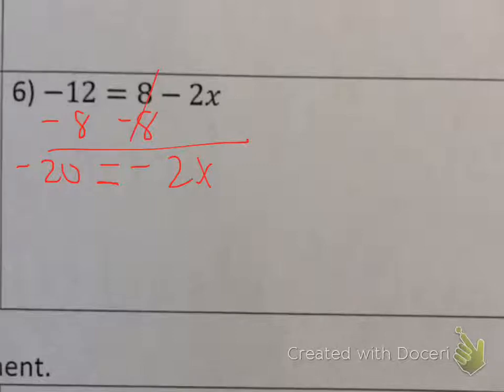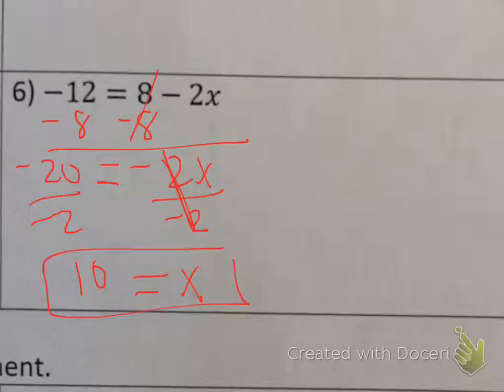How do I get rid of a multiply by -2? Well, I do the opposite, which is divide by a -2. Over here, division, -2 divided by -2 gives me 1. So 1x, and then -20 divided by -2 over here gives me a +10. So my answer is x equals +10.